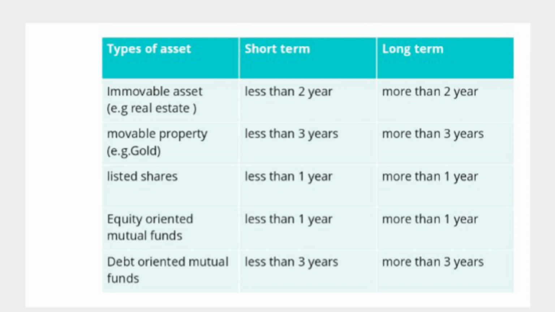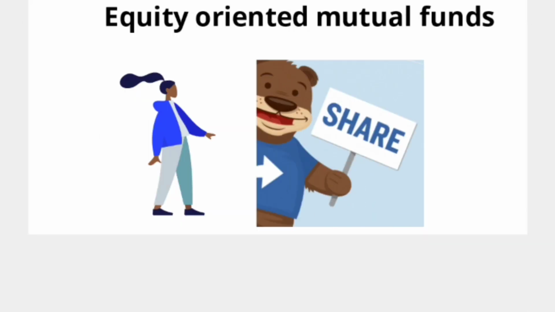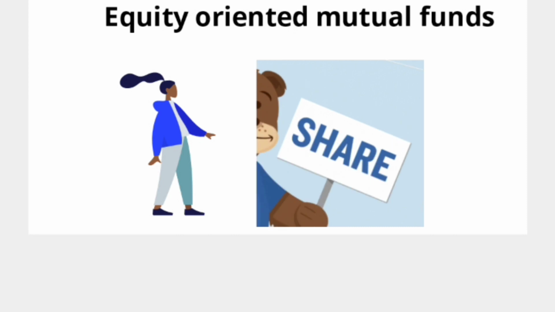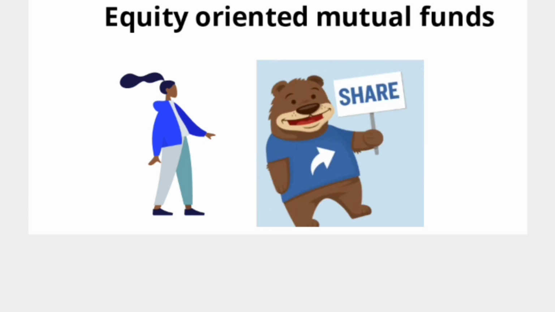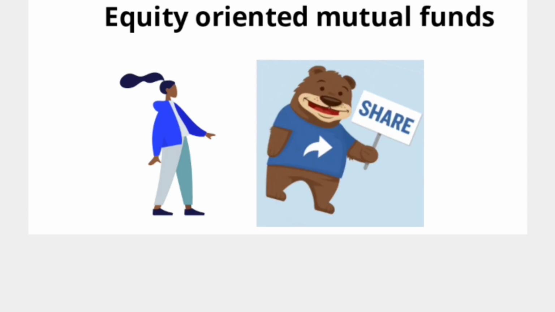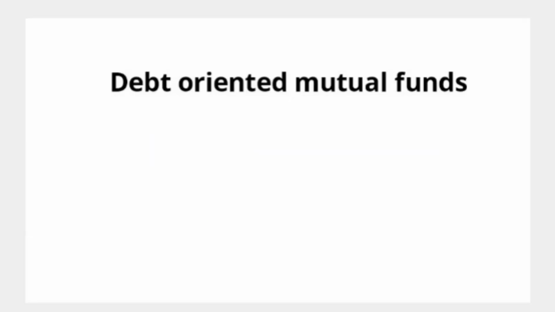Do you know the difference between equity oriented mutual funds and debt oriented mutual funds? Equity oriented mutual funds means we are investing in shares, bonds and other securities, in share markets, government bonds and public bonds. Debt oriented mutual funds means you are investing in government debts and corporate debts. Governments borrow loans and develop infrastructure projects. If you invest in that, it is said to be a debt oriented mutual fund.